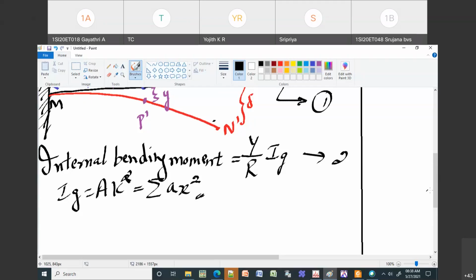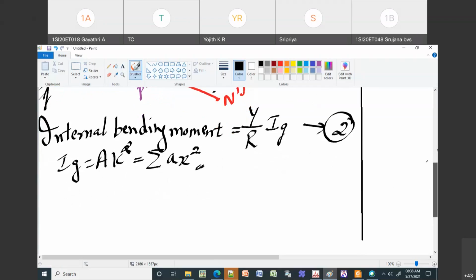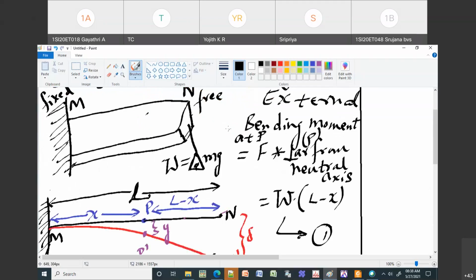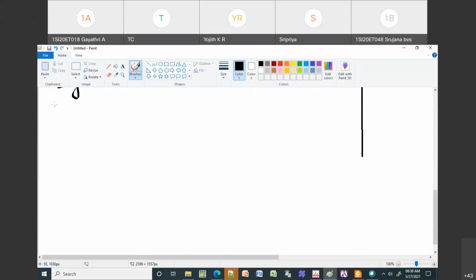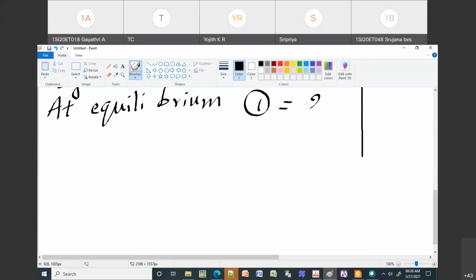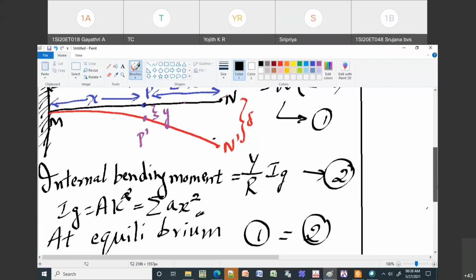Now, what is the restoring force? The restoring force is equal and opposite to the applied force. The same thing happens here. So at equilibrium, at any given point of time, equation 1 will be equal to equation 2. That is, your external bending moment will be equal to your internal bending moment. That is what has to be satisfied. Only in that case is your beam not going to break.